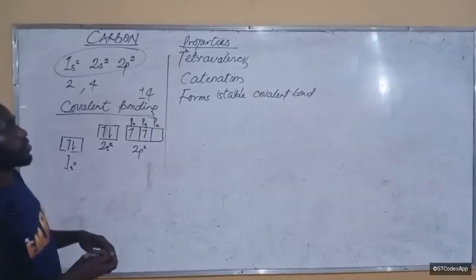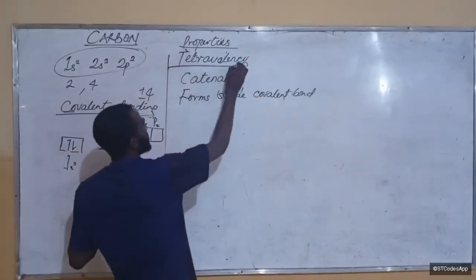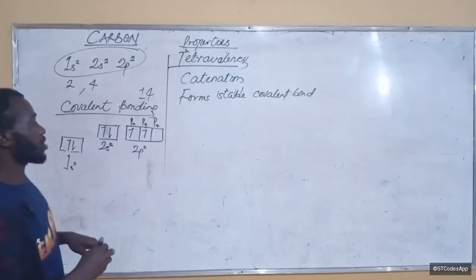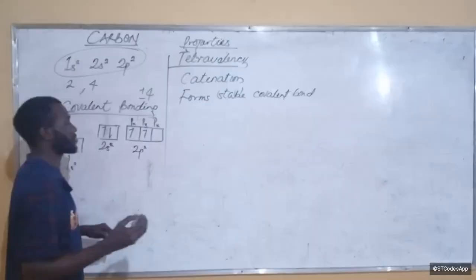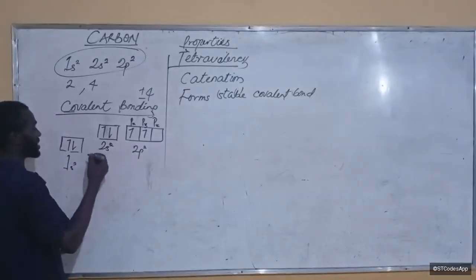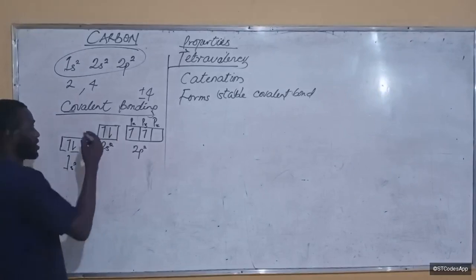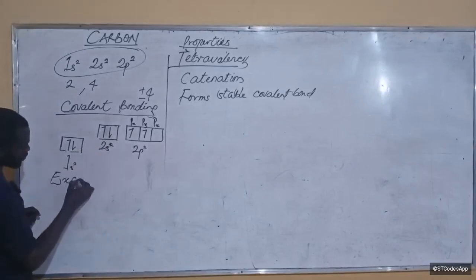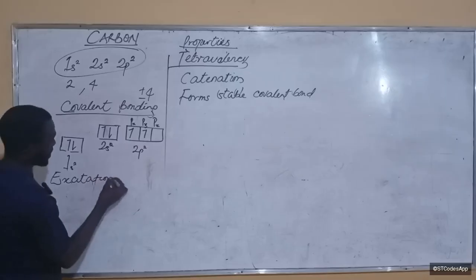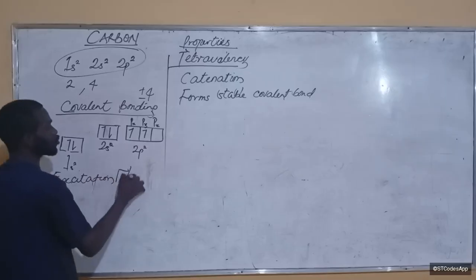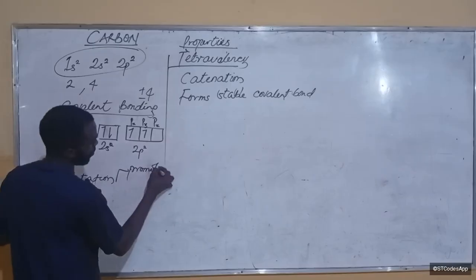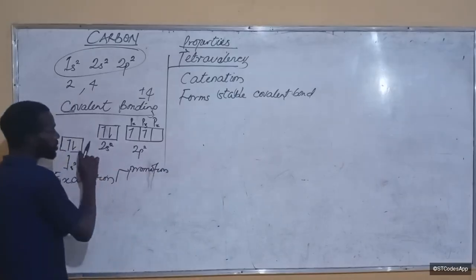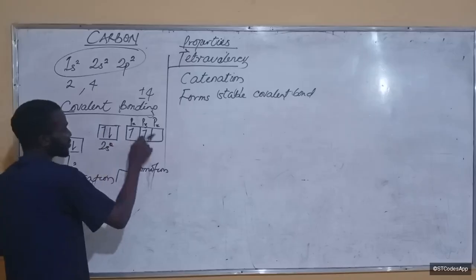Now, how is carbon able to be tetravalent? How is it able to form tetravalent bonds? This is how it achieves that process. In the excited state, during excitation, there is promotion of an electron from this place to this place.